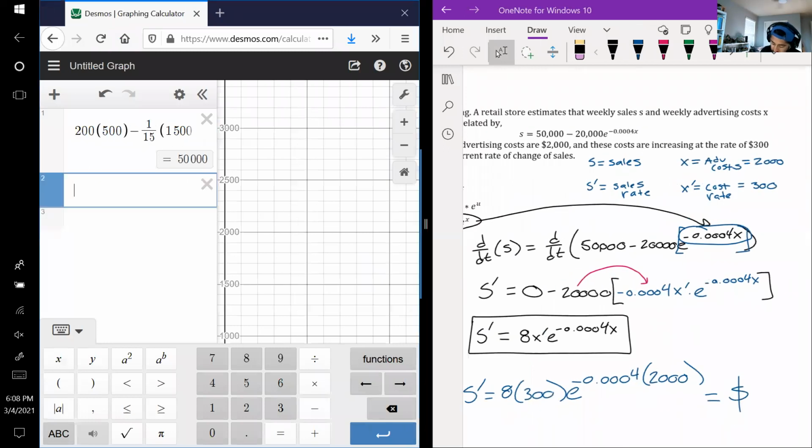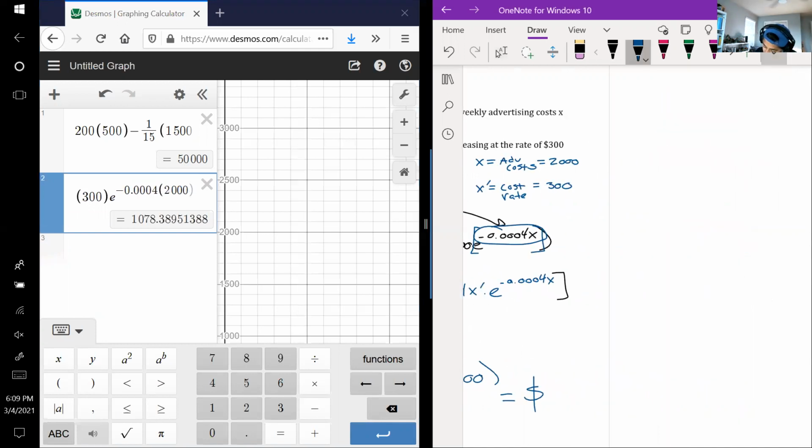So right there, 8 times 300 e raised to the negative 0.0004 times 2,000. There we go. And I get $1,078.39. Okay.